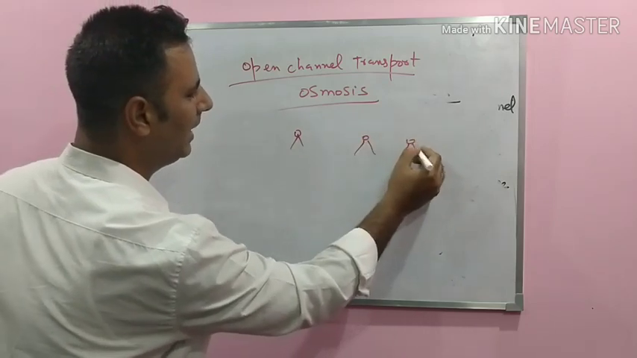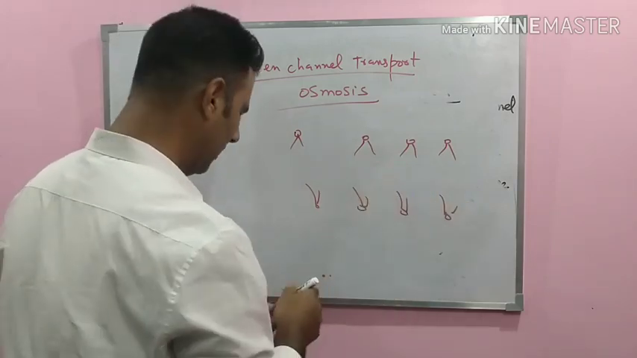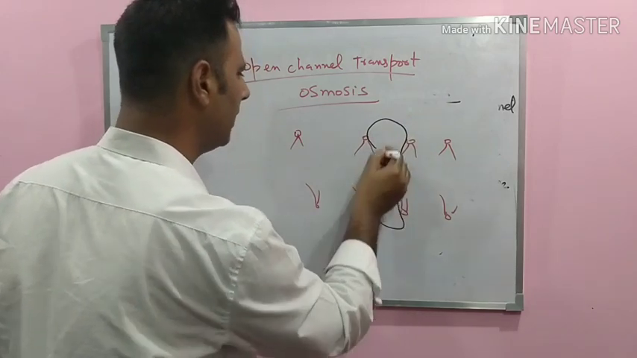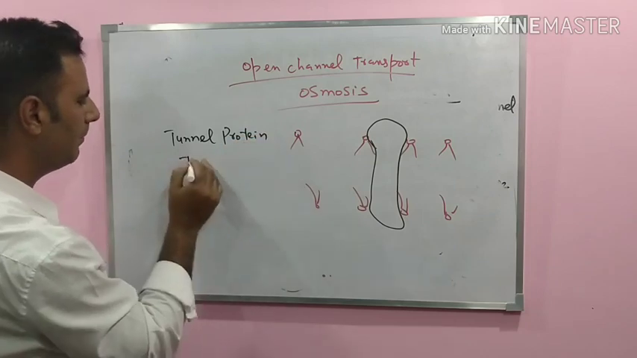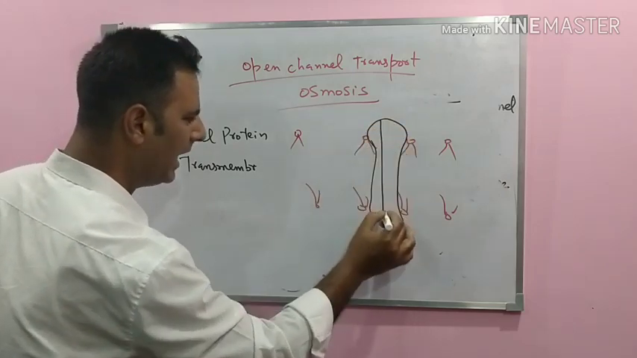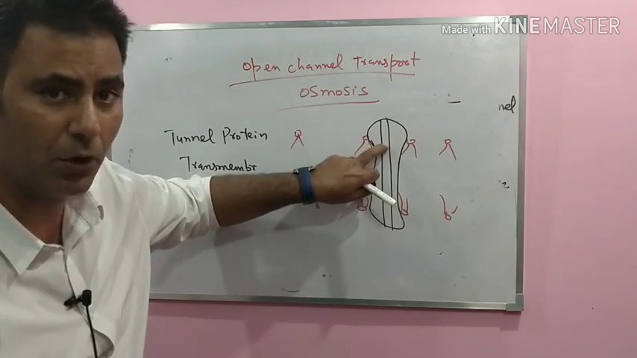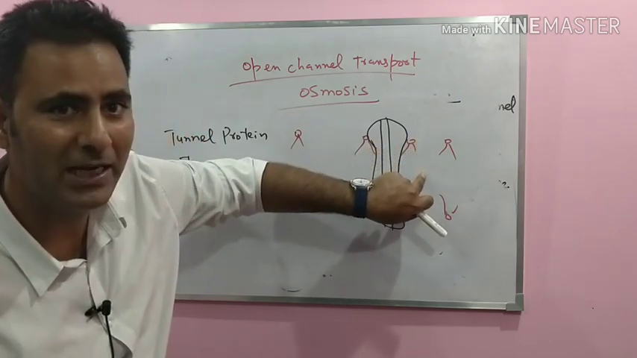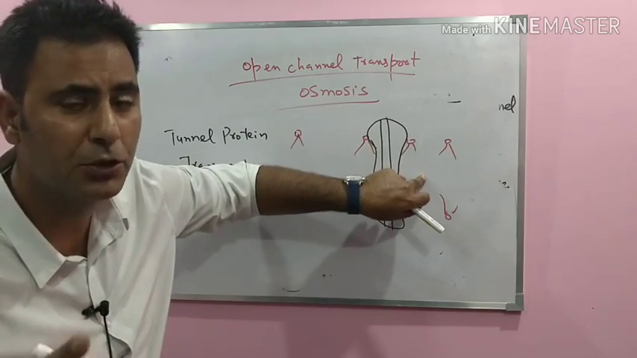For example, we have a lipid bilayer, and we have a type of protein which we call tunnel proteins or transmembrane proteins. This transmembrane protein has a channel in it, which we call an aqua channel or water channel. Although we can understand that water is not going to diffuse through this phospholipid bilayer because it is lipophilic, it will not allow hydrophilic substances to pass across.